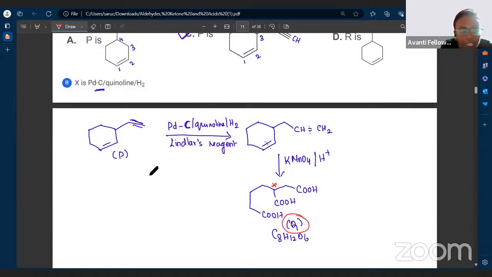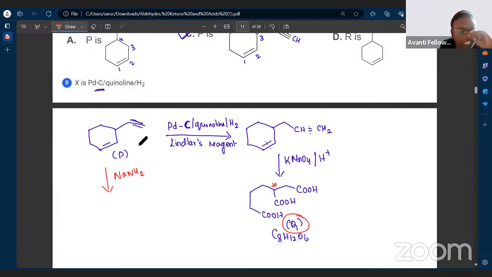Now we are going to evaluate R. The same P, when it reacts with NaNH2, soda amide. What will we be getting when you react it with soda amide?